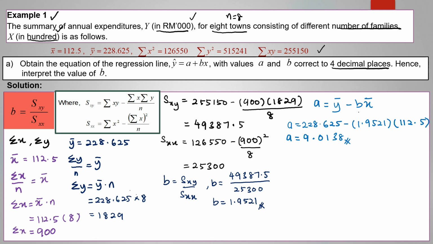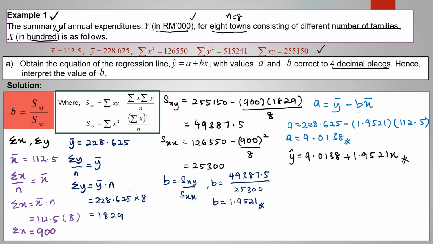And then your regression line, you will write such that y hat. Please remember you need to write y hat is equals to 9.0138 plus your B is 1.9521 and then X. So this will be your regression line.